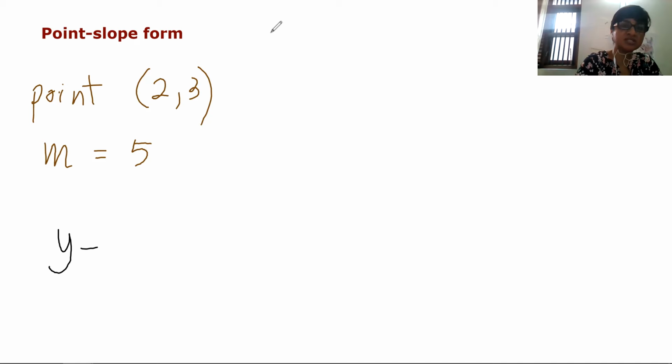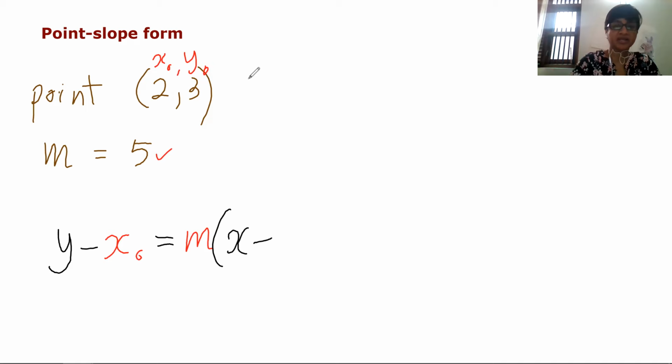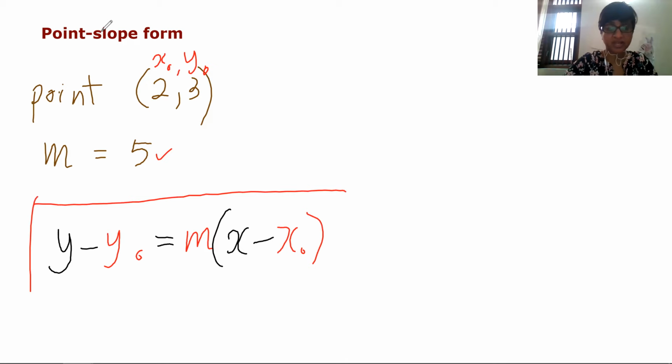If this is x naught, I will write the general form. If the point is x naught, y naught, it goes y minus, m times, you have your m given to you, m times x minus, sorry, not y minus x, but y minus y naught. Okay, that should be y. Y minus y naught equals m times x minus x naught. That is an accepted way of writing the equation of a line.